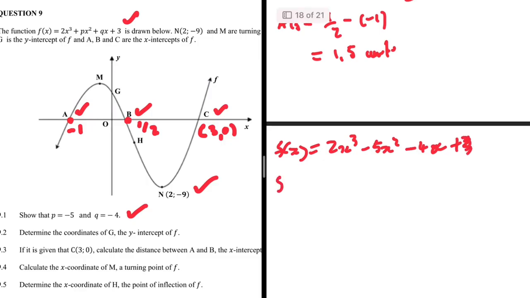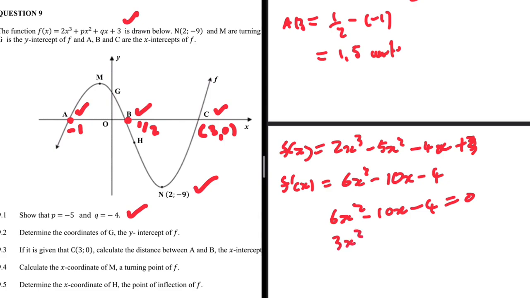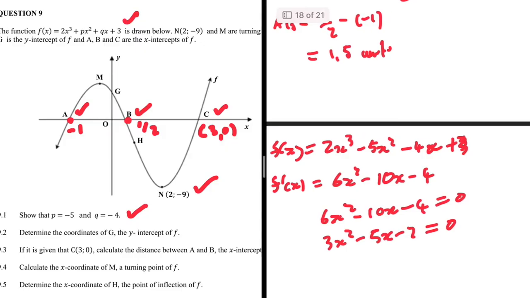Right. So f prime of x is equal to 6x squared minus 10x minus 4. Okay, we equate this to 0 because we know that the gradient at the turning point is equal to 0. So we have 6x squared minus 10x minus 4 being equal to 0. We can divide by 2 throughout. So we're going to get 3x squared minus 5x minus 2 being equal to 0. So let's go ahead and factorize.